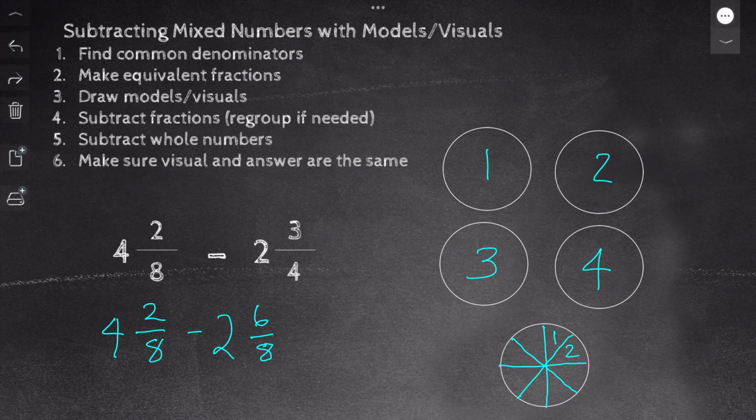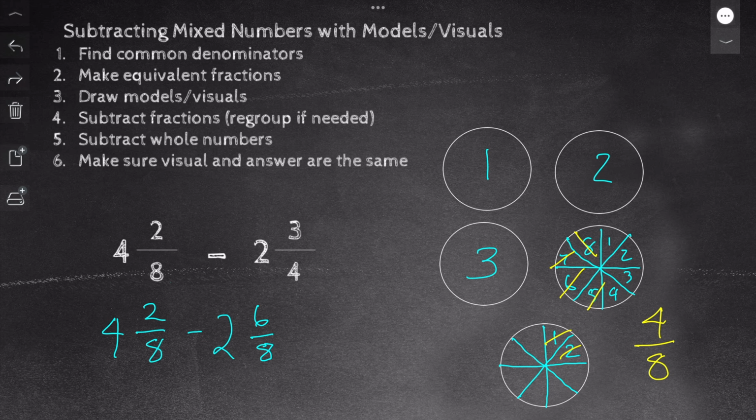When I'm going to subtract, I need to take away 6/8. Well, I can take 1 and 2 away, but now I have to regroup. So that means I have to take my 4th whole and I have to cut it apart. Since I already took 2 away from my other, I need to take 4 more pieces away. I'm left with 4 pieces out of 8.